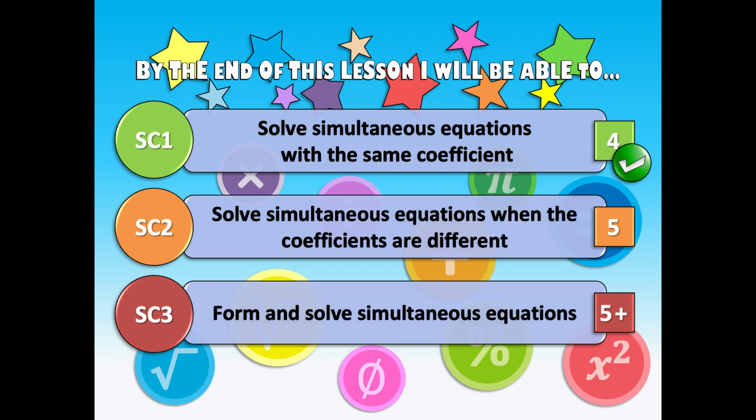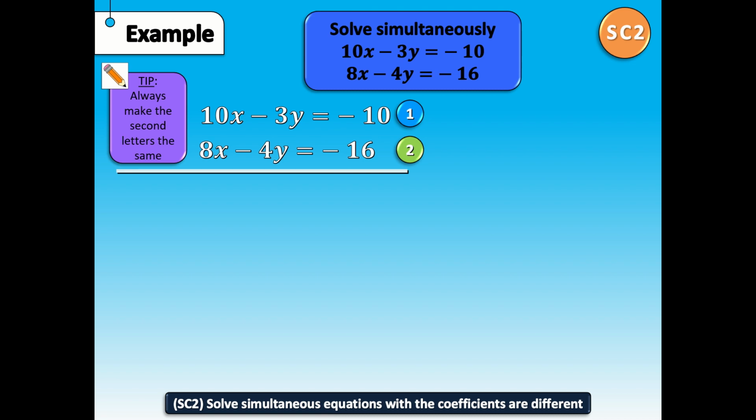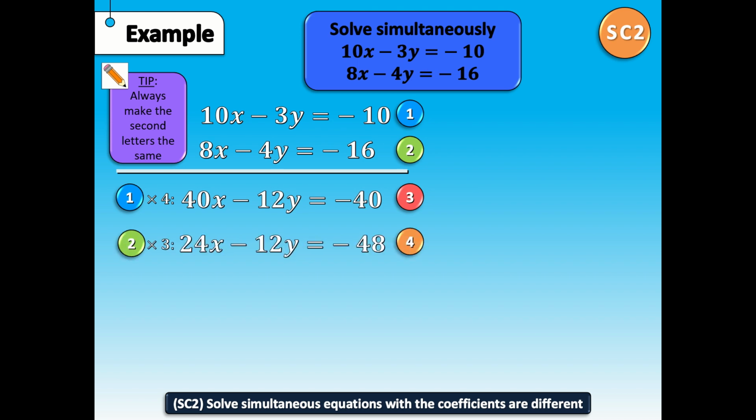So now we're going to move on to number 2, and this is to solve simultaneous equations when the coefficients are different. So in this question, you can see the numbers in front of the y's aren't the same. And same for the numbers in front of the x's, they're not the same. So what we need to do is make them the same. We always try to make the second letter the same, so the one in the middle. So I'm going to times the first equation by 4, and I'm going to times the second equation by 3, because that would mean I'd have 12y in the middle of both.